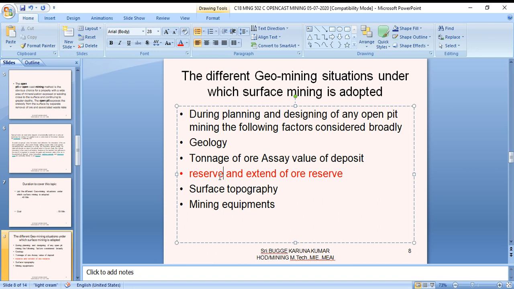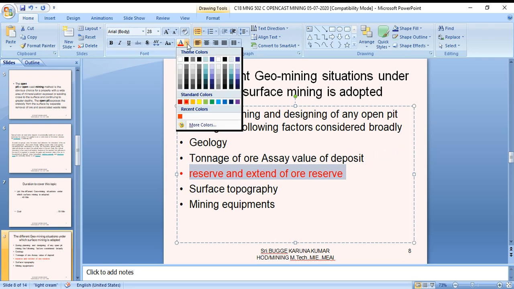When you are visiting any mine, they give the resource, the extractable resource, meaning this much worth of ore in this much volume is there. This is divided by the yearly capacity, or the monthly capacity, or the daily production. According to that, they decide the life of the mine also. So resource and extractable resource are one of the important factors in adopting a method.